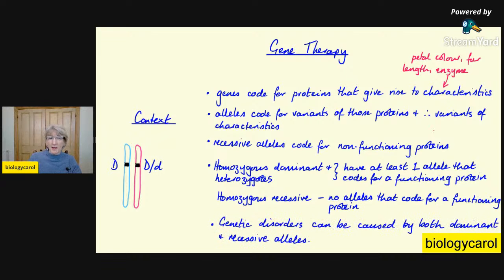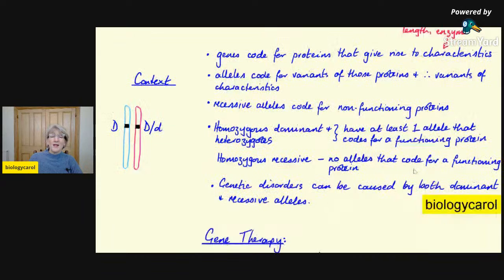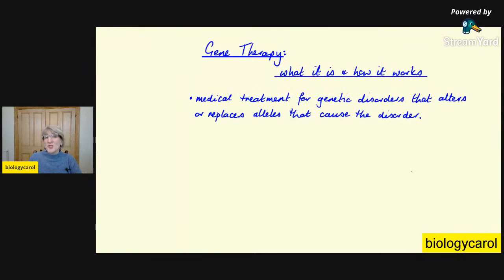And that's what we're going to talk about here. Because genetic disorders or genetic diseases, depending on the severity of them, can be caused by both dominant and recessive alleles. But I'm going to say at the outset that your A-level syllabuses generally focus on disorders caused by recessive alleles. So let's talk a little bit about gene therapy, what it is and how it works. Well, this is obviously medical treatment. It's medical treatment for humans. So we're not talking about flowers or polar bears. We're talking about humans.